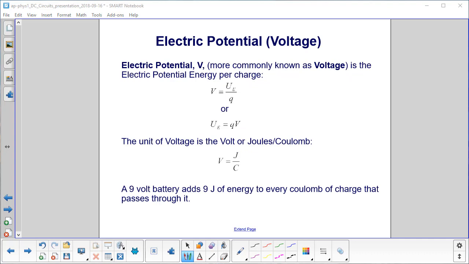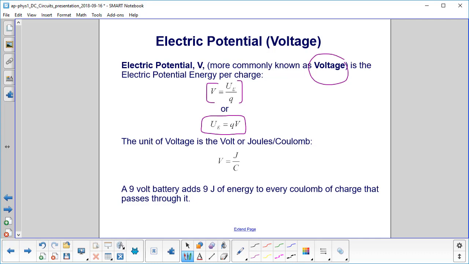We will now define electric potential, V, more commonly known as voltage. Yes, this is the same voltage you see on batteries. That will be the electric potential energy per charge, or U sub E divided by q, or you can just rearrange the algebra and have U_E equals qV. The unit of voltage is the volt, or joules per coulomb.